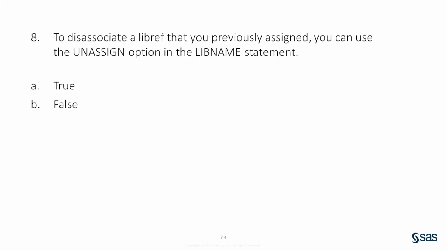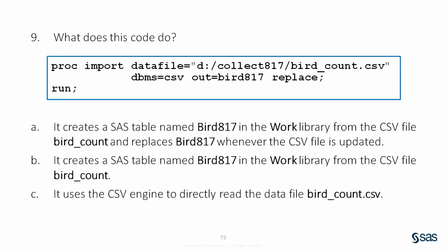Correct. So, to disassociate a libref that you previously assigned, you can use the UNASSIGN option in the LIBNAME statement. Is it true or false? False. Absolutely. We use the LIBNAME libref CLEAR statement, right? Clear statement. Yeah.